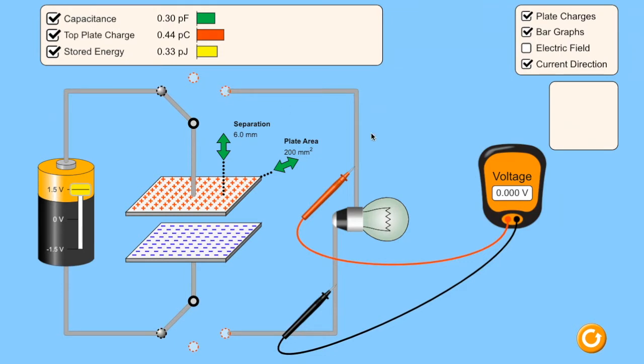But as I do that, let's pay attention to what happens to the light bulb, and also what happens to the voltage over here. Because once I flip the switch over, the battery is no longer able to give voltage to the capacitor, and it also can't give voltage to the light bulb. The only voltage given to the light bulb will be due to the capacitor. Let's see what happens.